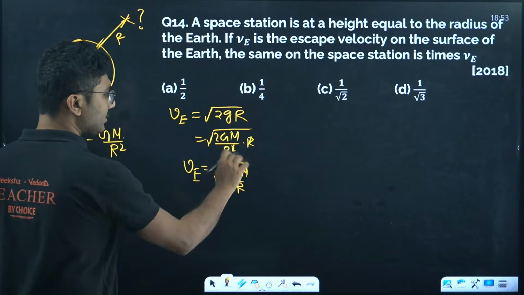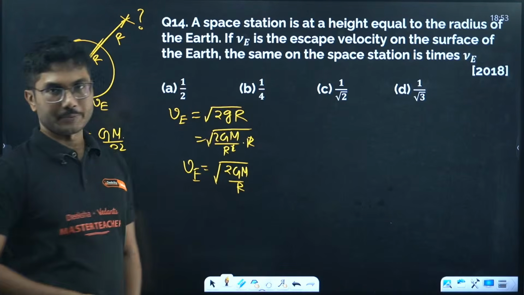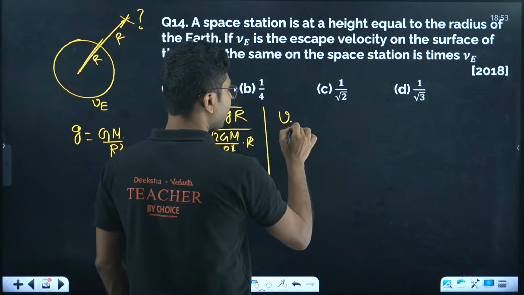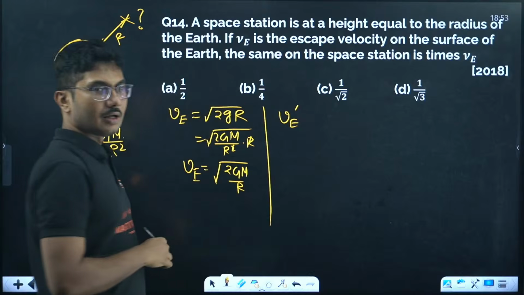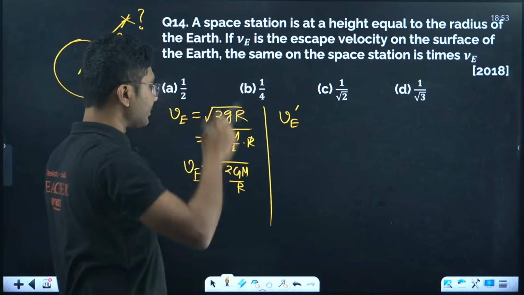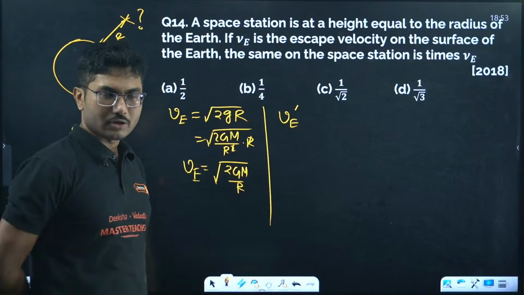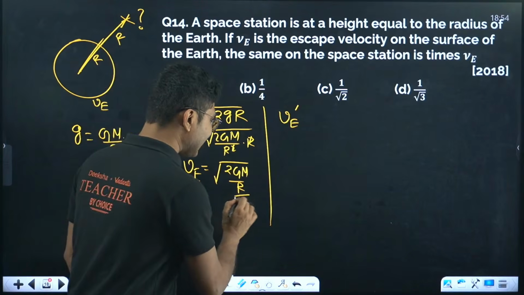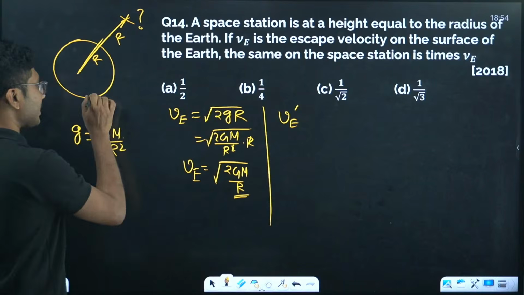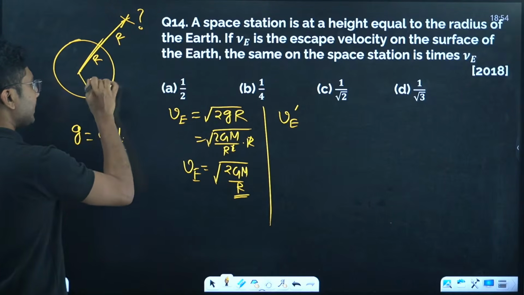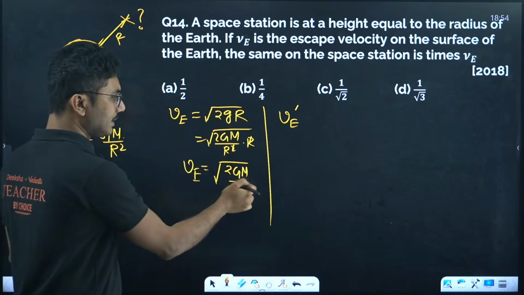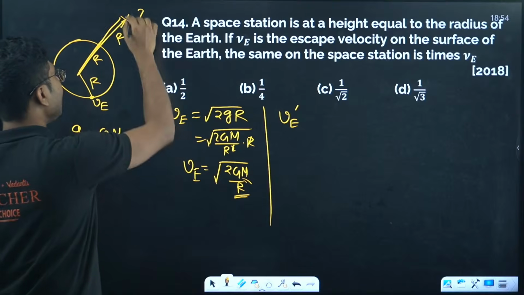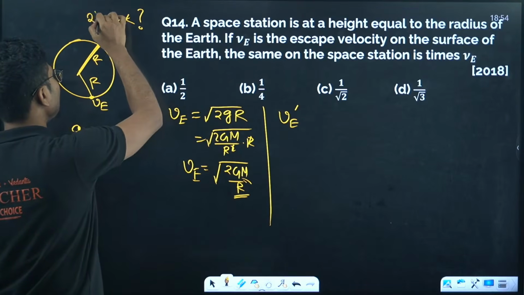But if you don't remember this formula, then you have to go from here. This is the escape velocity on the surface of the Earth. So what will be the escape velocity at a height capital R from the surface? Everything will remain the same. Obviously the gravitational constant is universal, and the mass of Earth will remain constant. This R is the radius, because when you are considering an object on the surface, this is the distance from the center. Now what is the new distance from the center? New distance from the center is R plus R, that is 2R, right?